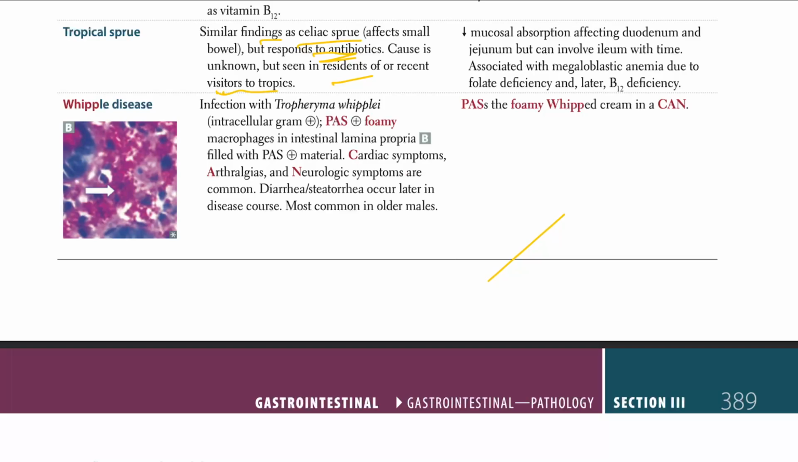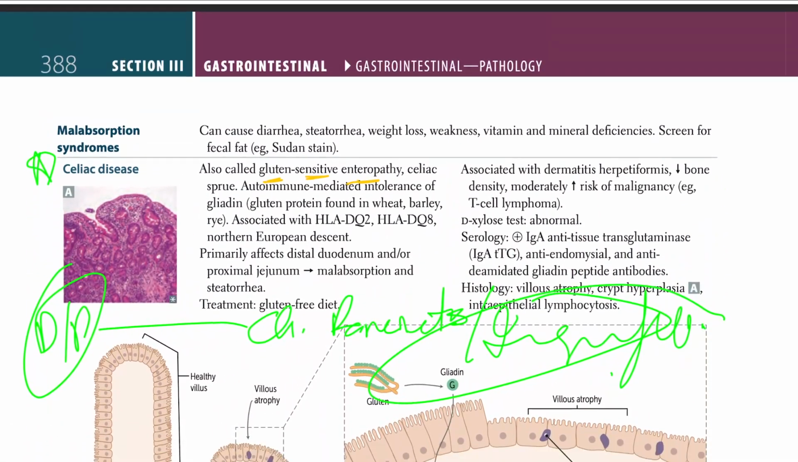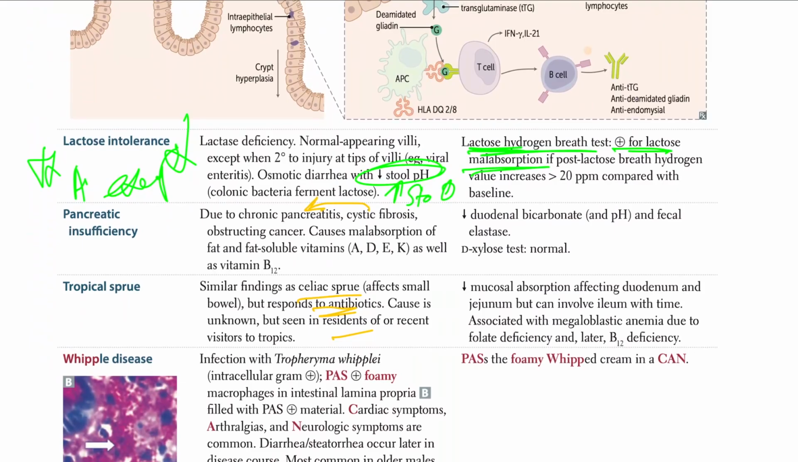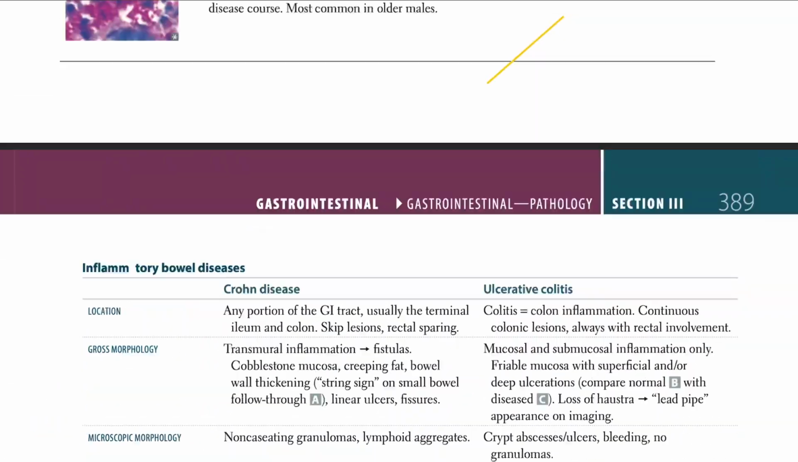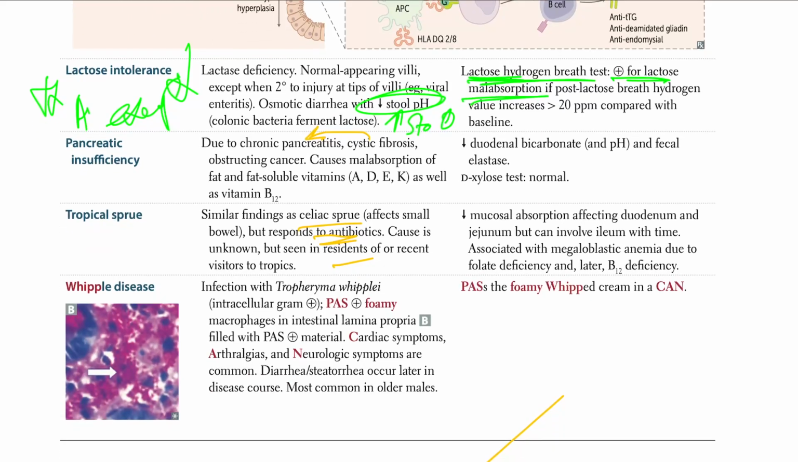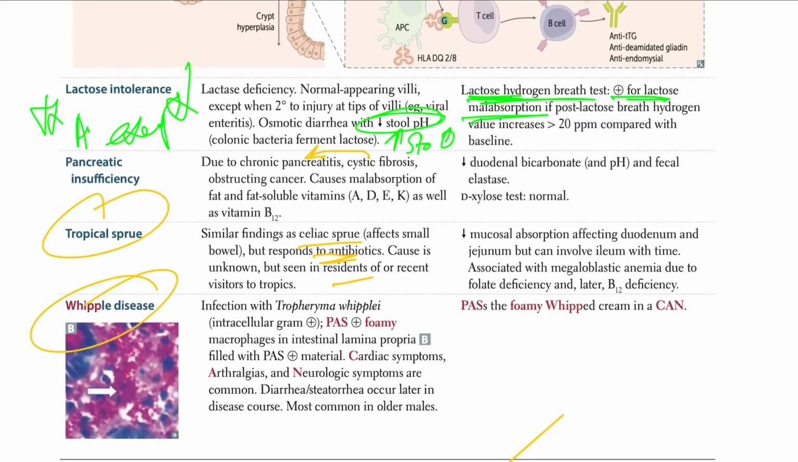So for these two things, Whipple disease and tropical sprue, bowel wall biopsy shows a specific organism. So when you do the bowel wall biopsy, there is going to be a specific organism causing all of this malabsorption syndrome, like fat malabsorption, right? So you can just right away tell it's either this or that, but this we already know.